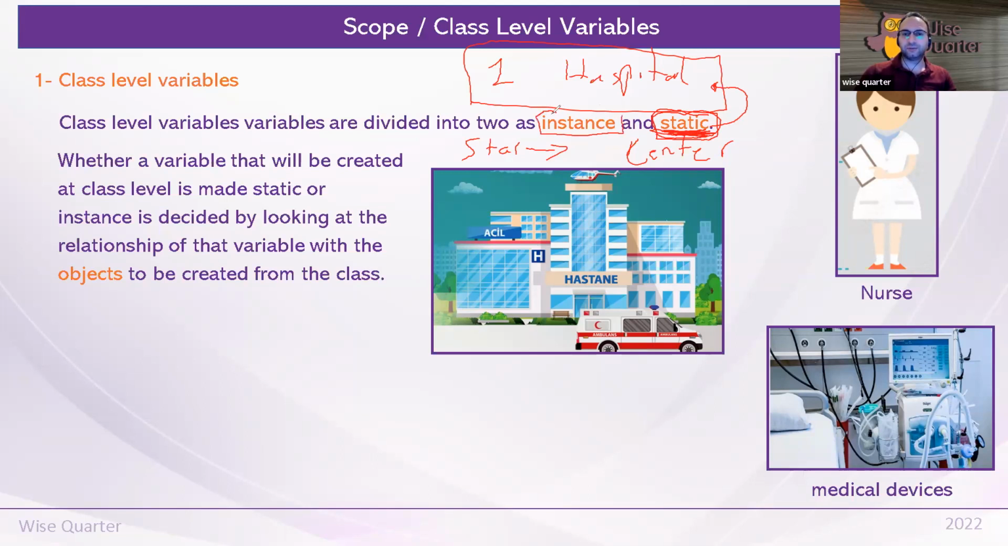Instance variables. It means it is changing for each person. Let's say for the nurse, the first nurse we have in the hospital, let's say her name is Ayşe. And other nurses will have different names, right? So Ayşe should be an instance variable. If the value is changing for each person, it should be an instance variable, object variable. We will create objects here.